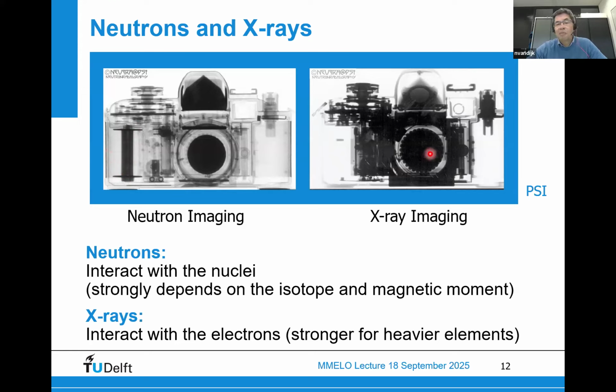And for X-rays, it's the opposite: it's difficult to penetrate the metal, but the plastic with all the light elements, which contain low amounts of electrons, it's much easier to penetrate. So this is to get a feel for how neutrons interact. They interact with the nuclei and not with the electrons, and that's because they don't have a charge. So the X-rays actually interact with the electrons, and therefore you have a stronger interaction for heavier elements.